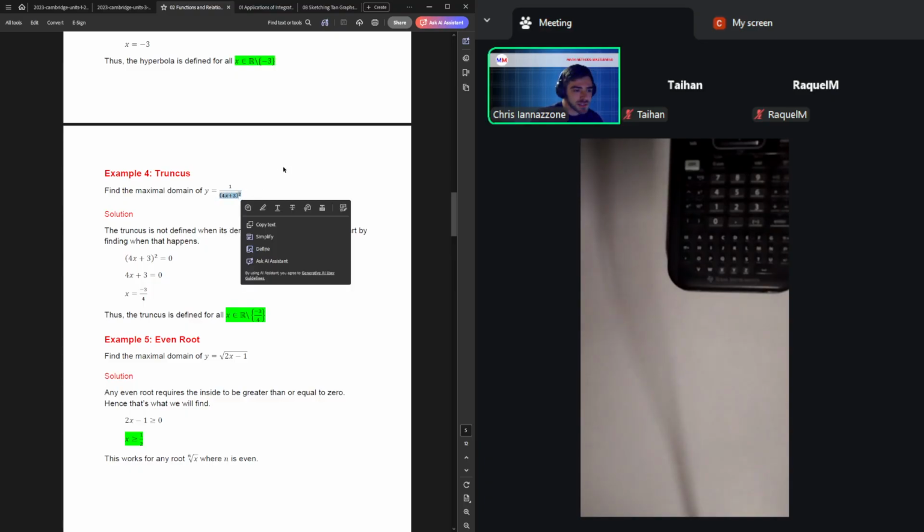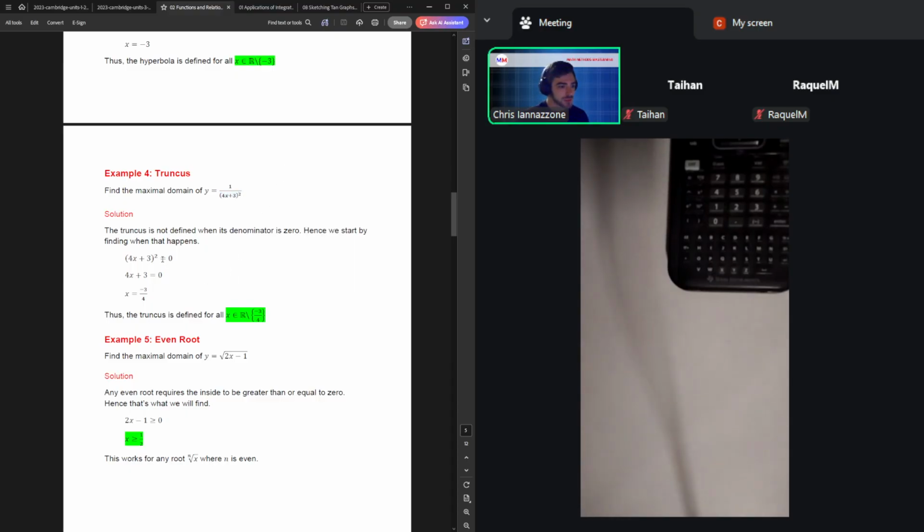Truncus, again, exact same thing. It doesn't matter what's on the bottom of that denominator. Could be a sine, could be a cos, could be a logarithm, could be whatever. Whatever's on there, if you have a divide by a function that could go to 0, that needs to be excluded from your domain. So again, we're just going to grab the full denominator, make it equal 0, and then figure out where that goes to 0, and exclude that from our maximal domain. All about those. Truncus, hyperbola, tan, they all have the exact same approach to how you solve them.